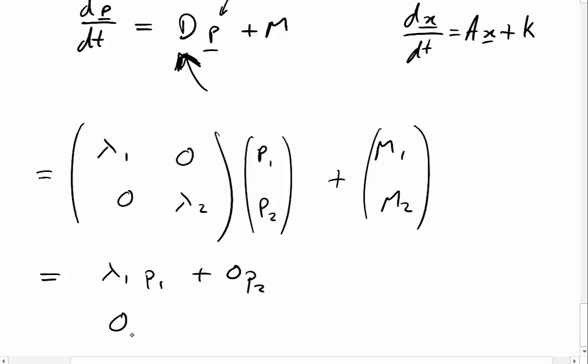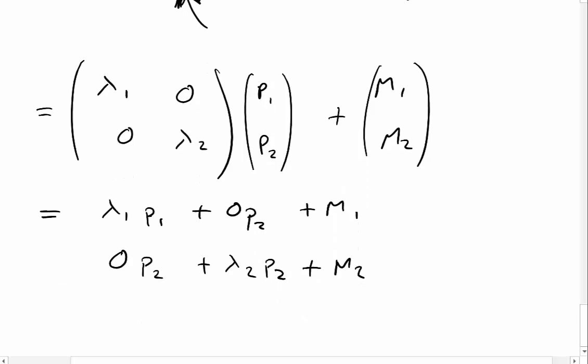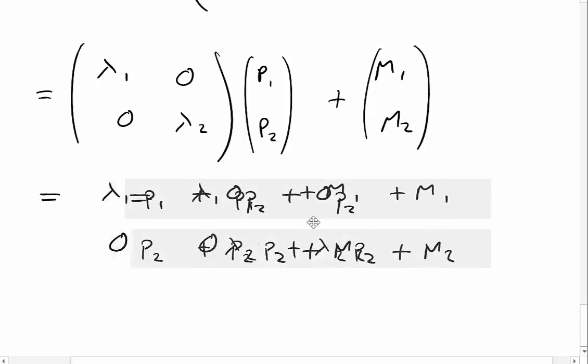And then I've got 0, P2, plus lambda 2 times P2. This is plus M1, and this is plus M2. So I've just literally multiplied that thing out the bottom, out the end. Well, look what this is equal to.